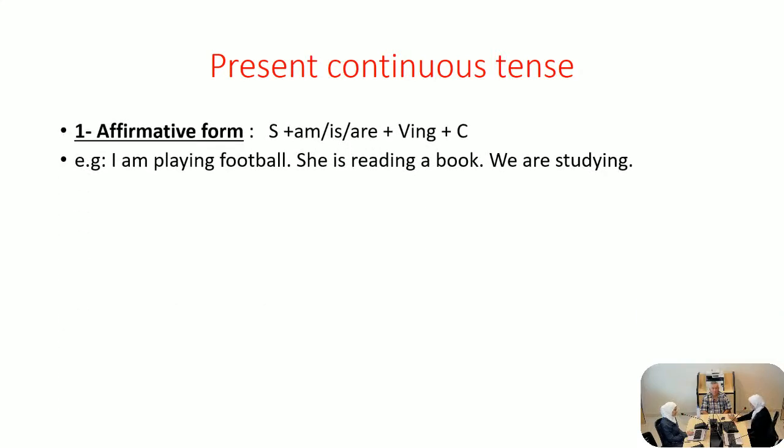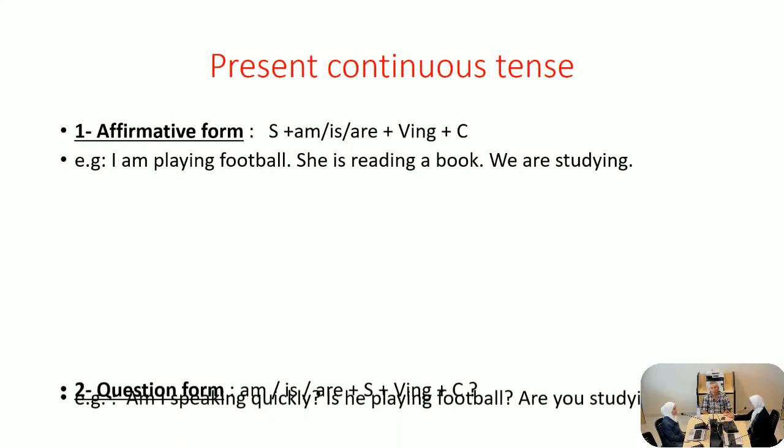Present continuous, Miss Safa, please. We use it in affirmative form, subject with am or is or are, it depends. Then we have to add the ing, verb ing, to the verb plus complement. For example, I'm playing football, she's reading a book, we are studying.